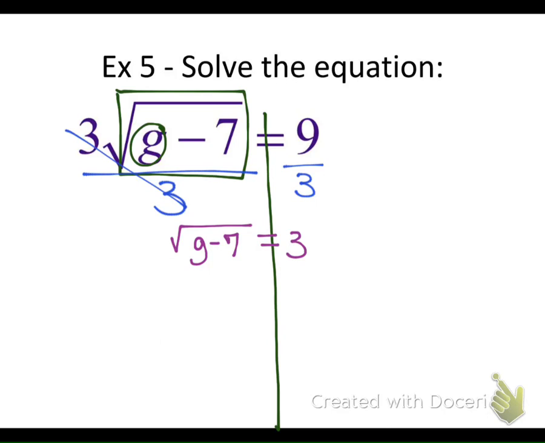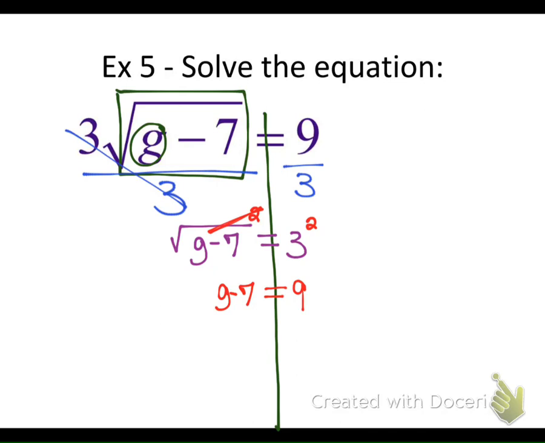There's step 1. Now, is my square root by itself? Yes. So how do I get rid of the square root sign? You have to square it. Whatever I do to one side, I must do to the other. So I square my other side. Square and square root cancel. And so now I can just bring down my g minus 7 equals, and what's 3 squared? 9.